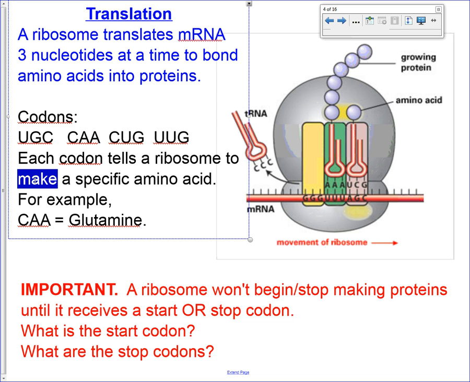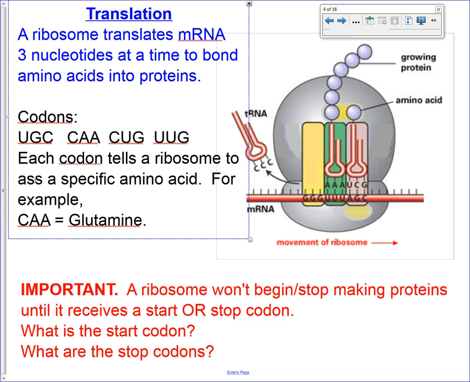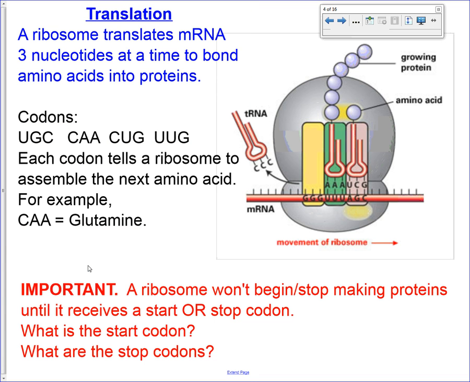I'm going to change this actually. I'm going to write assemble the next amino acid. One important thing to note is that a ribosome is not going to begin or stop assembling amino acids into proteins until it receives a start or stop codon.